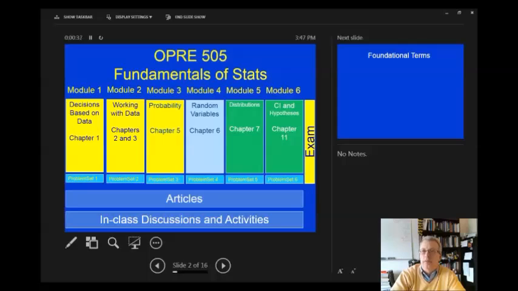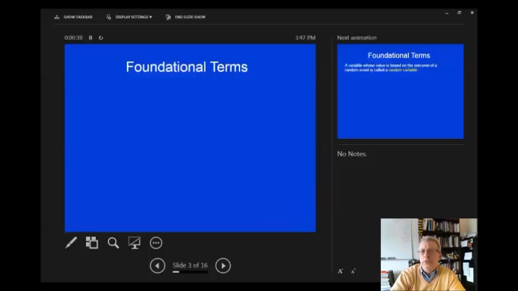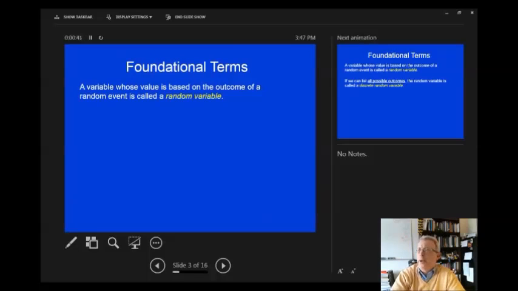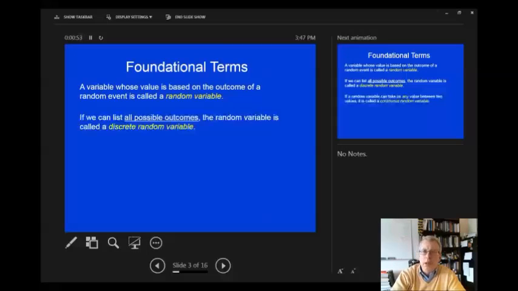So let's get started. First, some foundational terms. Now, we've talked about randomness already, but keep in mind a random variable is the result of some random event, and we define randomness as any outcome is equally likely. Now, along those same lines, a little distinction is a discrete random variable, and that would be the case where we can specifically list all possible outcomes.